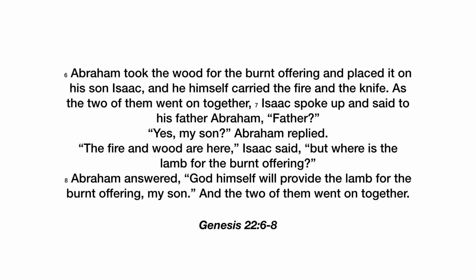Well, let's read it. In chapter 22, it goes on in verse 6, it says, Abraham took the wood for the burnt offering and placed it on his son Isaac. And he himself carried the fire and the knife. As the two of them went on together, Isaac spoke up and said to his father Abraham, Father. Yes, my son, Abraham replied. The fire and the wood are here, Isaac said, but where is the lamb for the burnt offering? Abraham answered, God himself will provide the lamb for the burnt offering, my son. And the two of them went on together.